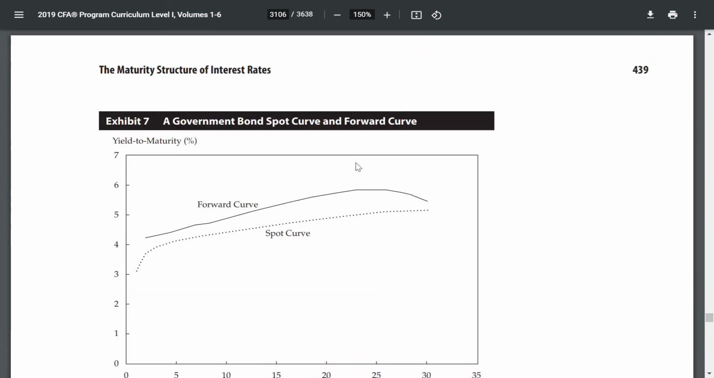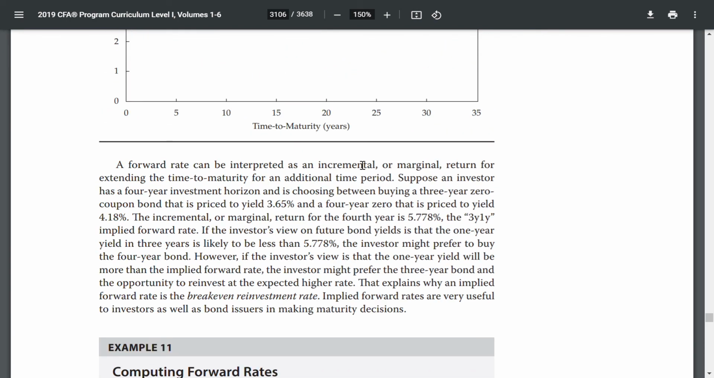Okay, so this is what it looks like. A forward rate can be interpreted as an incremental or marginal return for extending the time to maturity for an additional time period. Suppose an investor has a 4-year investment horizon and is choosing between buying a 3-year zero coupon bond that is priced to yield 3.65% and a 4-year zero that is priced to yield 4.18%. The incremental or marginal return for the 4th year is 5.778%. This is the 3Y1Y implied forward rate.